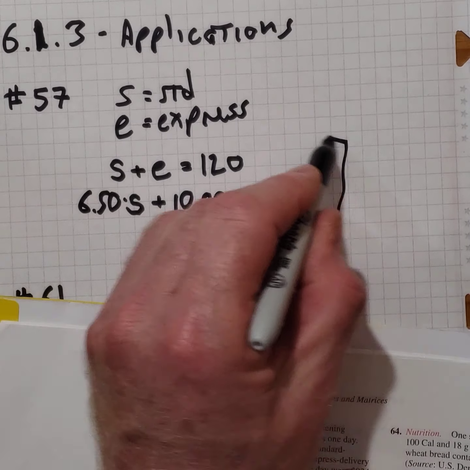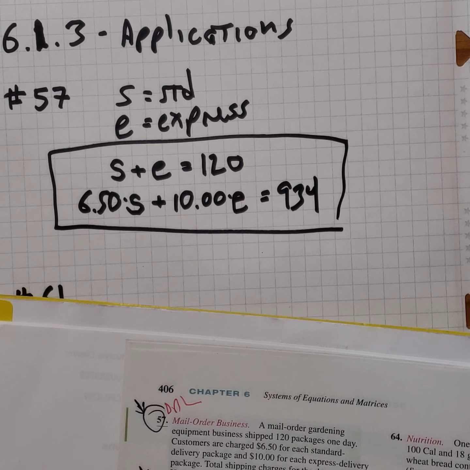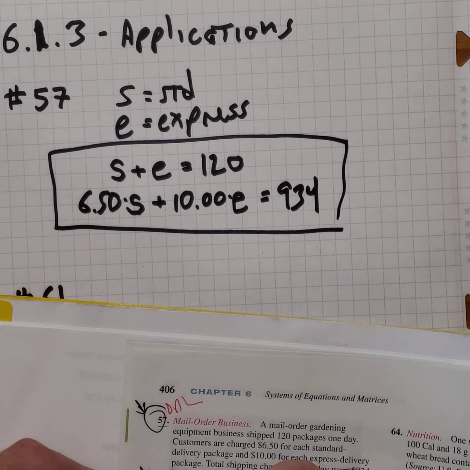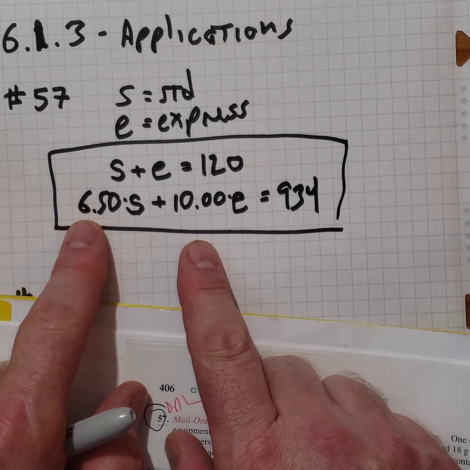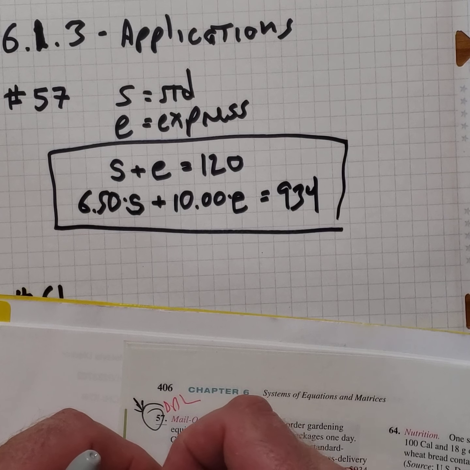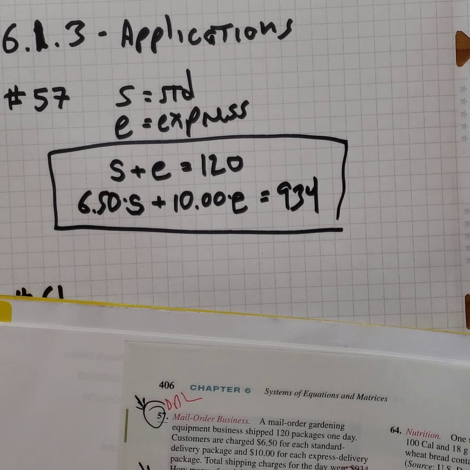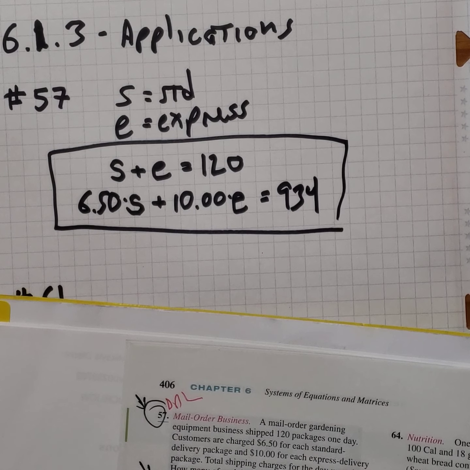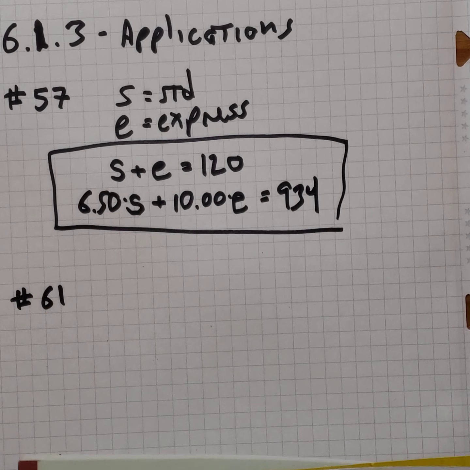Okay, so this is your system of equations, and you are free to solve that by whatever method you like. If you want to do it by elimination, you can multiply the top one by maybe negative 6.50, and then the S's will cancel. If you want to do it by substitution, the top one will solve very easily for either S or E. If you want to graph it, that's fine too. You'll have to mess around with your window. And if you want to use the calculator, you have to wait till our next lecture. We're going to talk about that. So let's look at another one here.